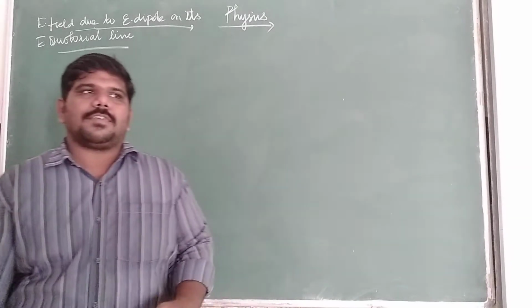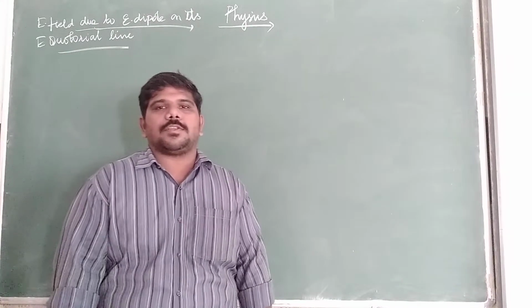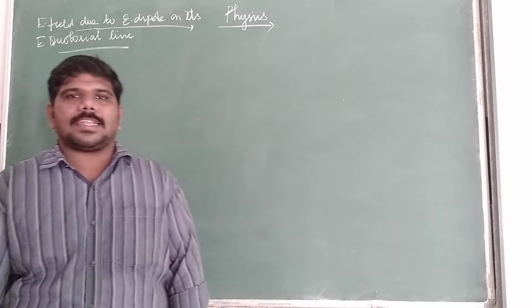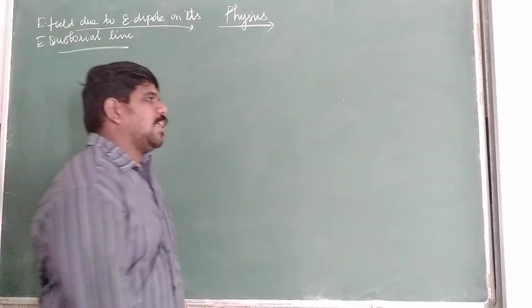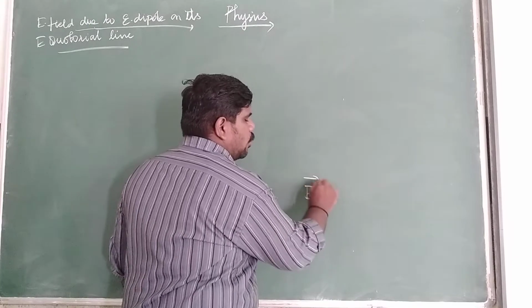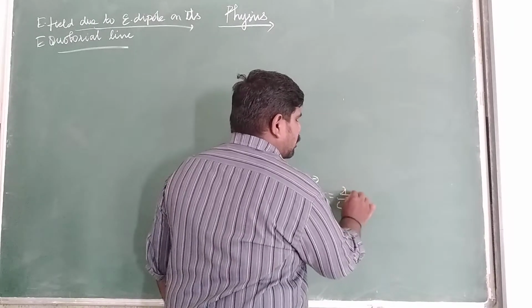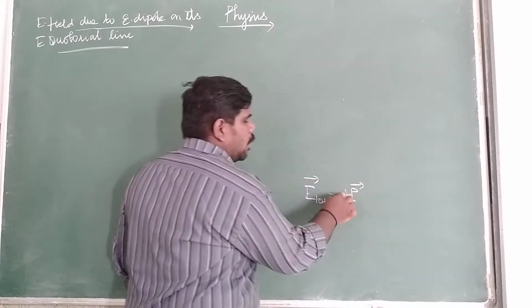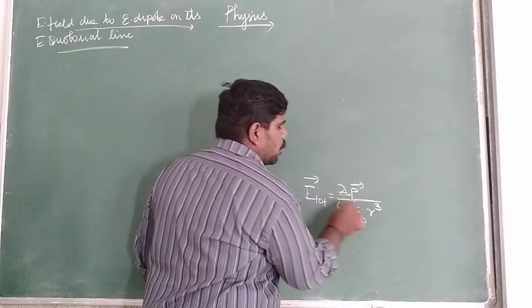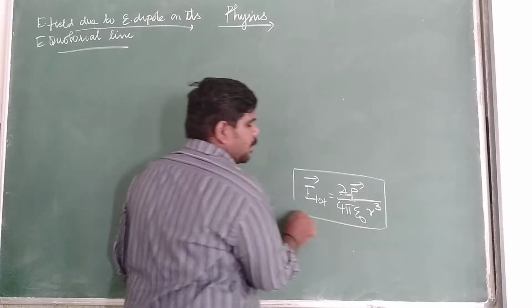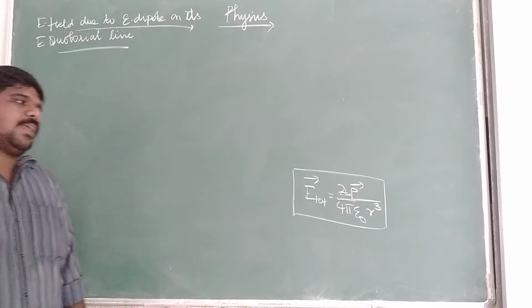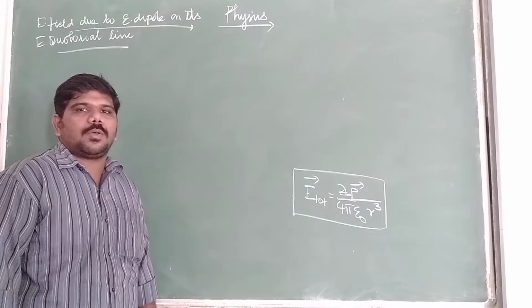For the last session, we saw the electric field due to an electric dipole on its axial line. What's the final expression we derived? E total vector is equal to 2p vector by 4 pi epsilon 0 r cubed.